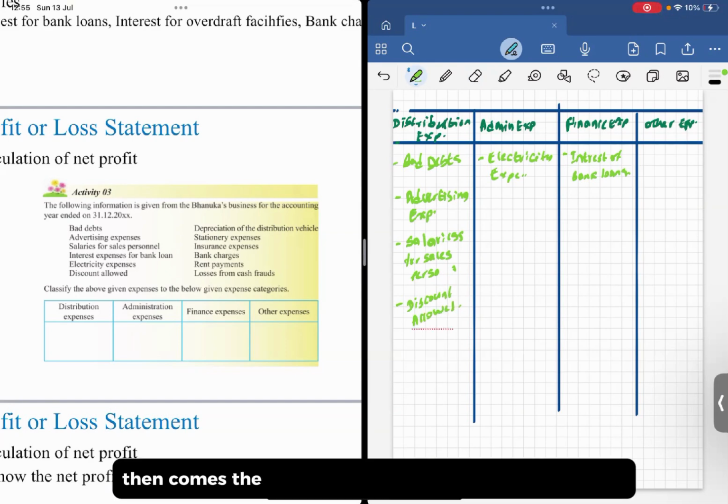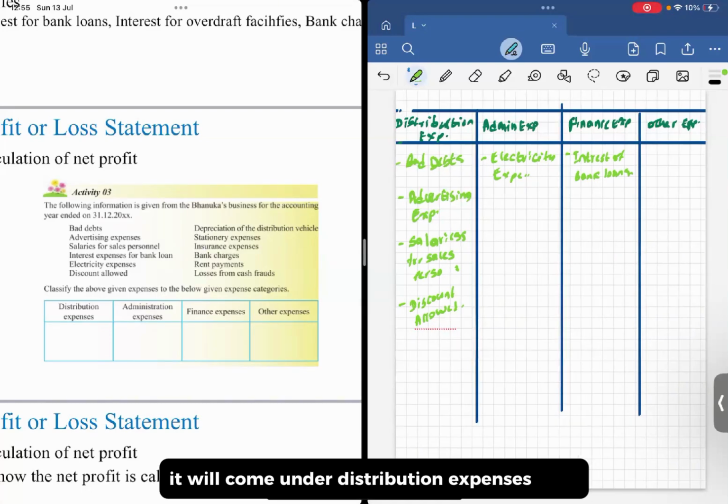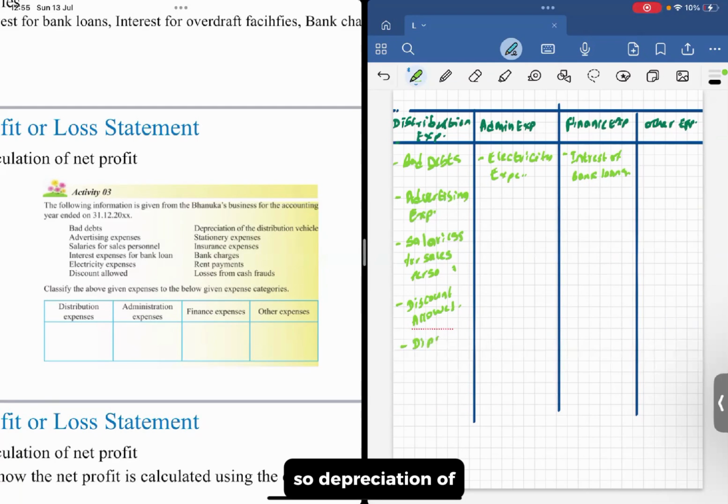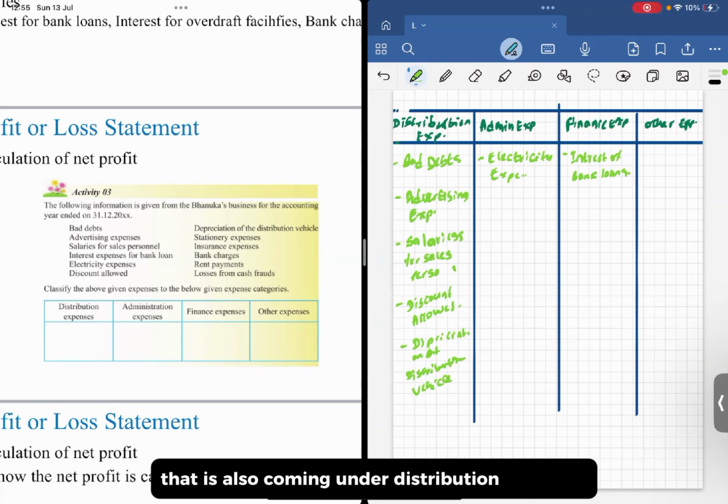Then comes the depreciation of distribution vehicle. Now, if it is something like depreciation of a building, it will come under administration expenses. But here, since it is the distribution vehicle, it will come under distribution expenses. So depreciation of distribution vehicle is also coming under distribution expenses.